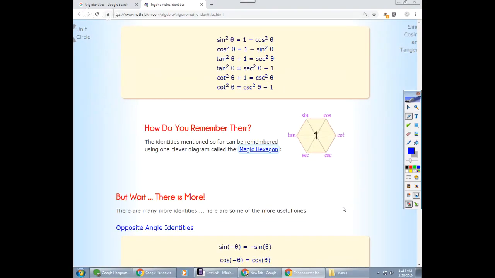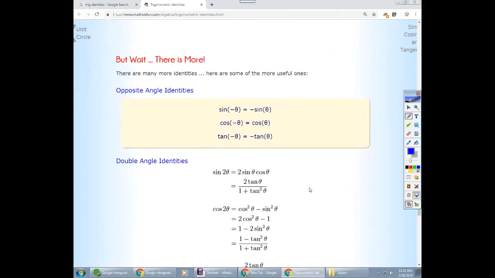Oh, I'm not familiar with the magic hexagon. I'll have to come back and look at that.